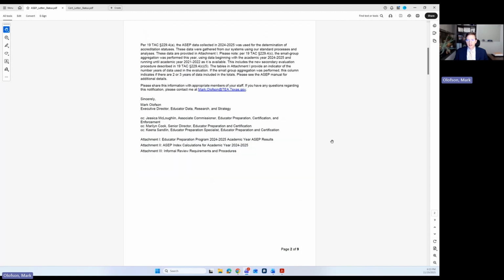The main body of the letter concludes with information about the data that was used in this evaluation. We also describe a new secondary evaluation that is conducted when there is a small group evaluation that used 2 or 3 years of data that did not meet the standard. This is described in detail in the ASEP manual. Finally, we encourage you to share these results as you determine appropriate within your EPP.